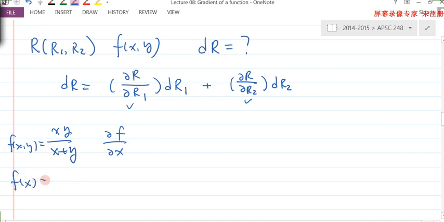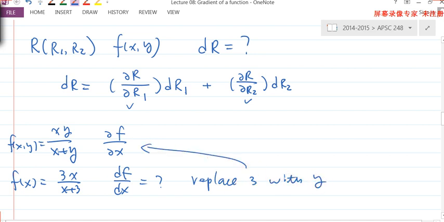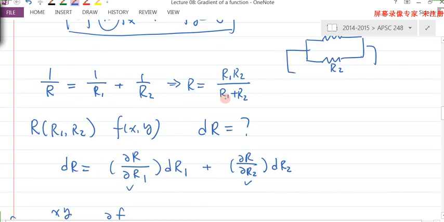How about this one? Can you calculate df over dx? Yeah. So this one you can, right? So after you calculate this one, and replace the 3 with y, you get this. I don't want to calculate this one here because I just want you to practice that. Does that make sense? Yeah. And this x is our R1. The y is R2. All right? Okay?